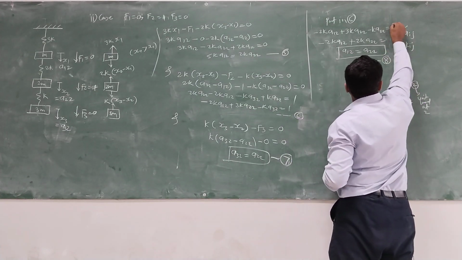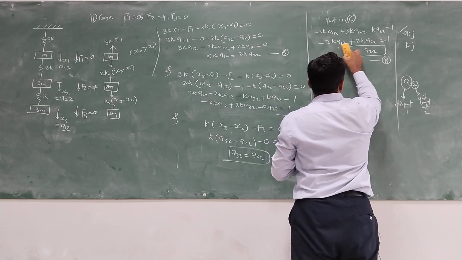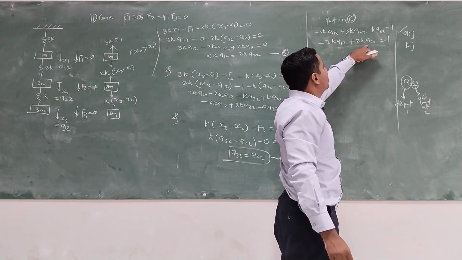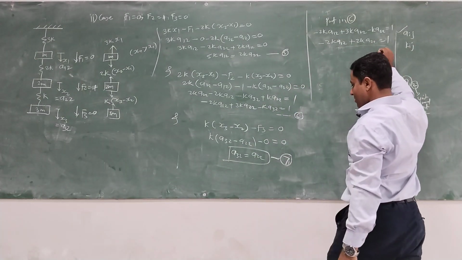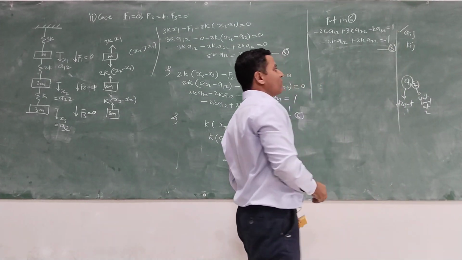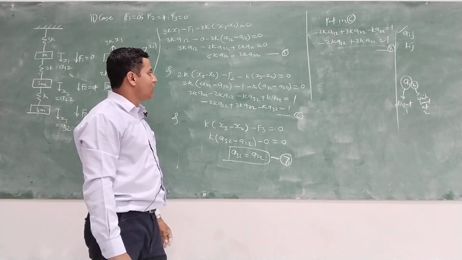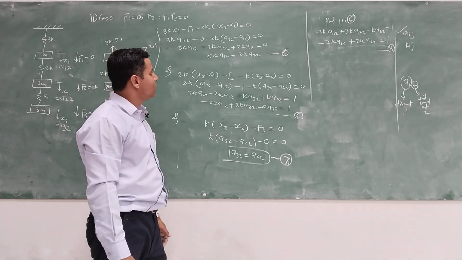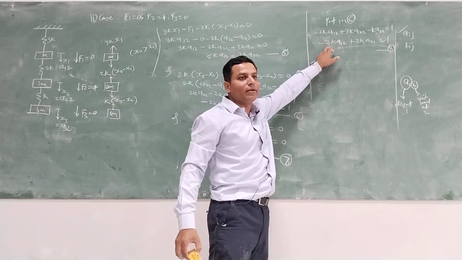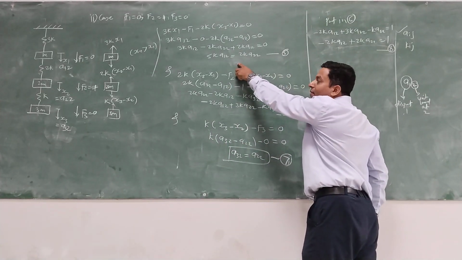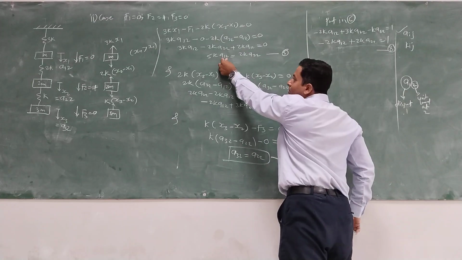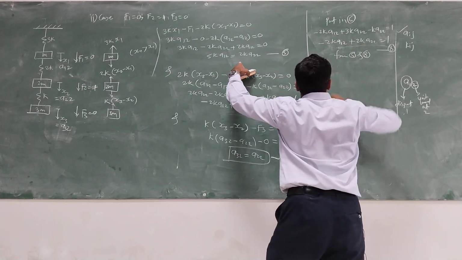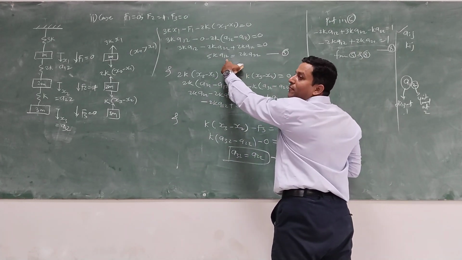Sorry, it is 1. So minus 2k A12 plus 2k A22 is equal to 1. Equation number 8. Now in this equation from 5 we can put A12. So from 5 and 8 minus 2k, I am going to put the value of A12.